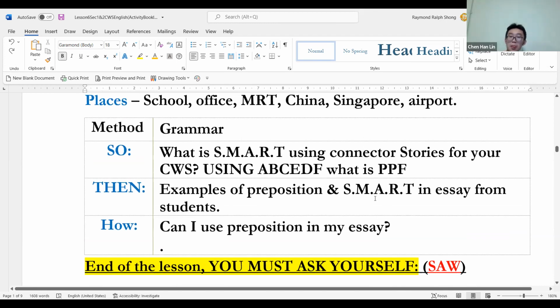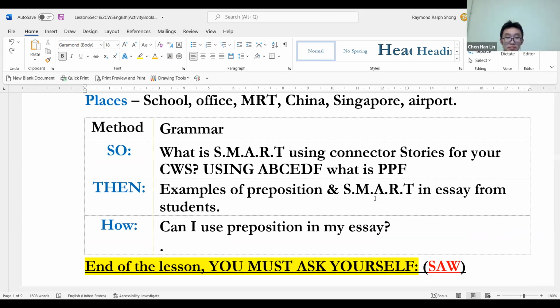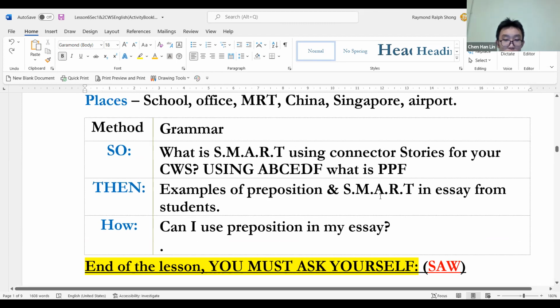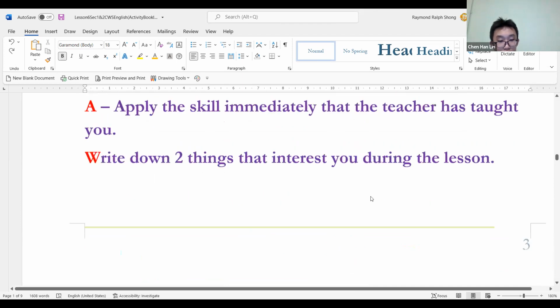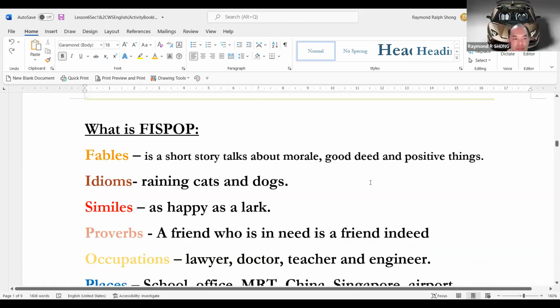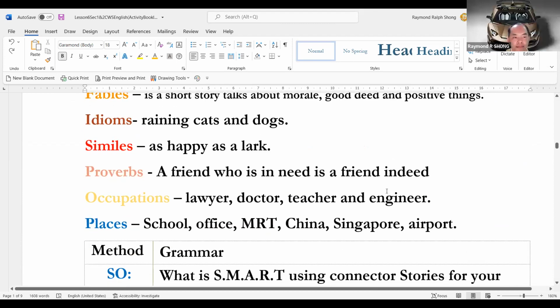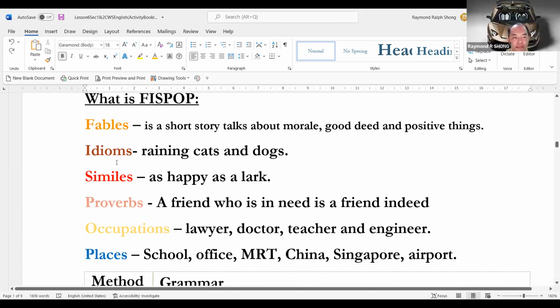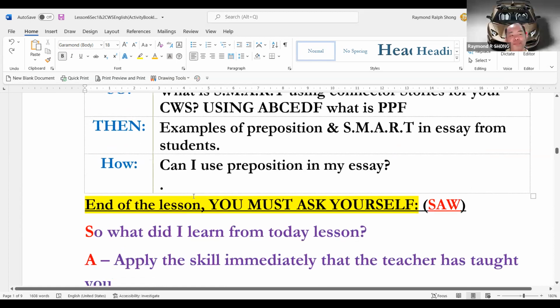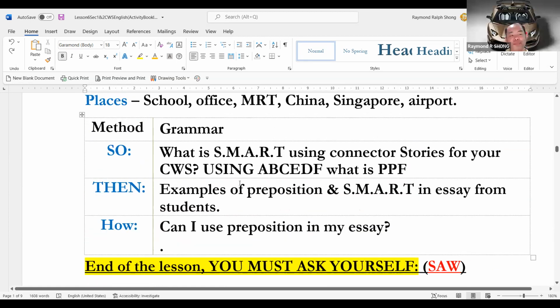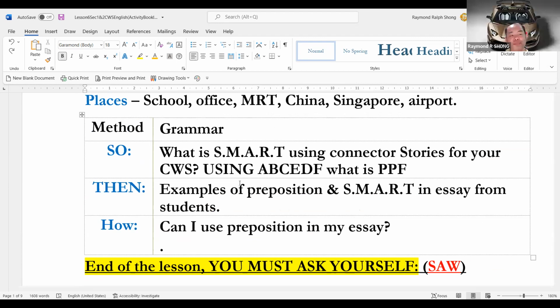Okay, so what is SMART? I think you know already. Later, you're going to use it in your draft, using SMART. Then you remember, use your FISTPOP inside your draft. Later I'm going to give you the rules and regulations. So this is the FISTPOP. It's best that Han Ling used the fables to start off with his essay: idiom, similes, proper occupation and places. Now, SMART stands for the setting, the main characters, the atmosphere, the reader, and of course the title, right?